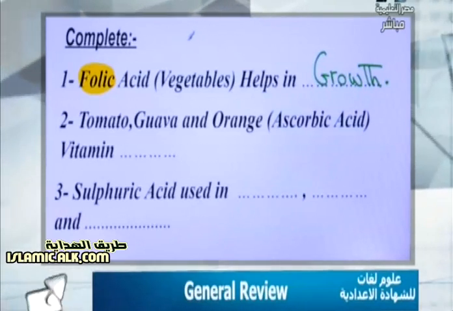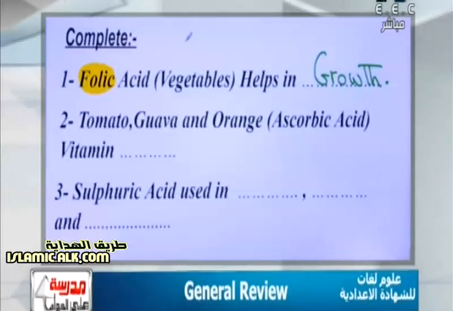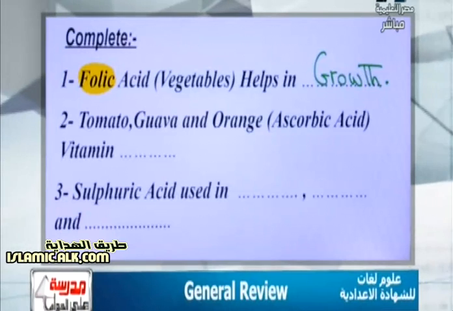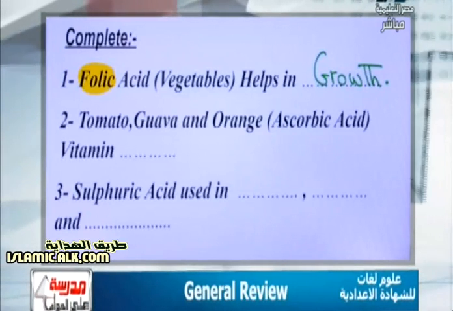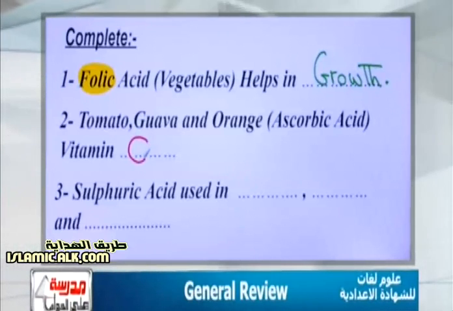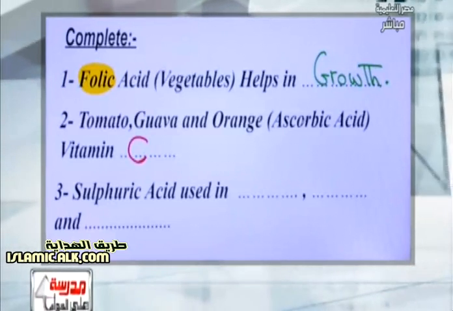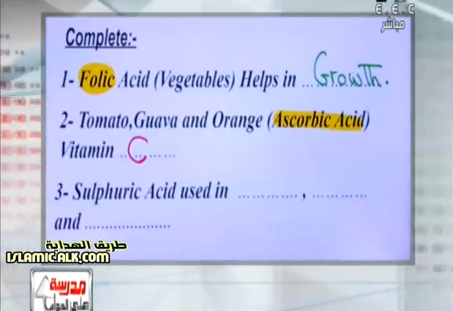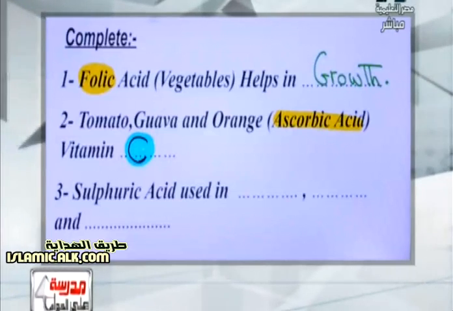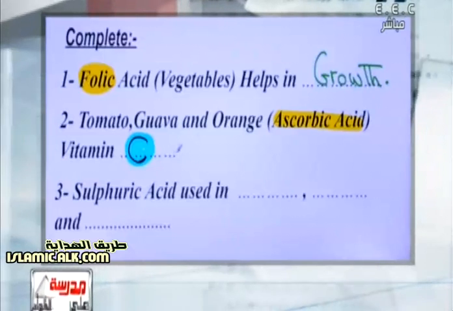Question number 2. Tomato, guava, and orange contain ascorbic acid. We have ascorbic acid and we have citric acid. But here we know ascorbic acid is vitamin C. So ascorbic acid is vitamin C, and vitamin C is used against cold or against flu.